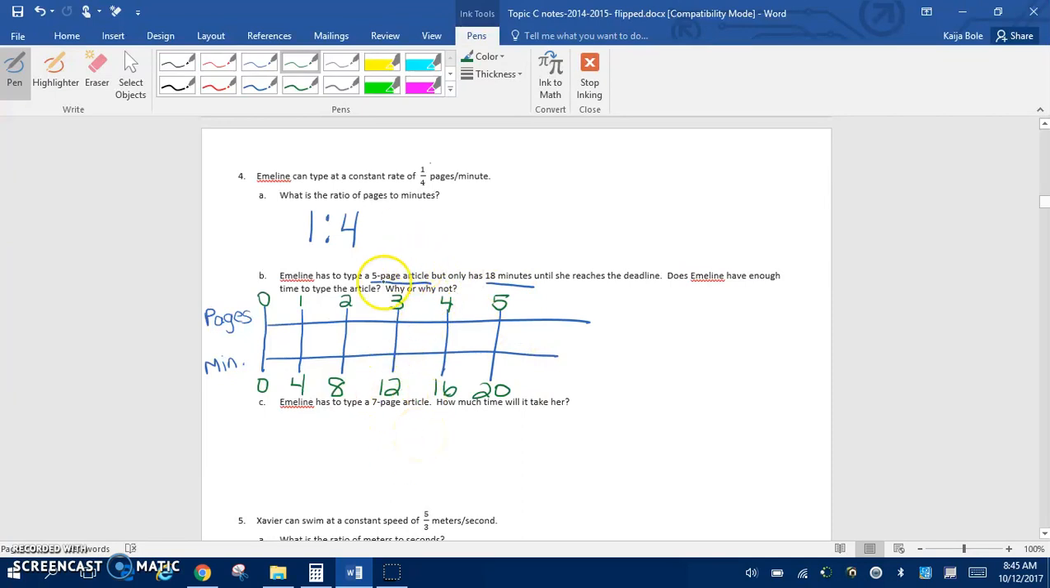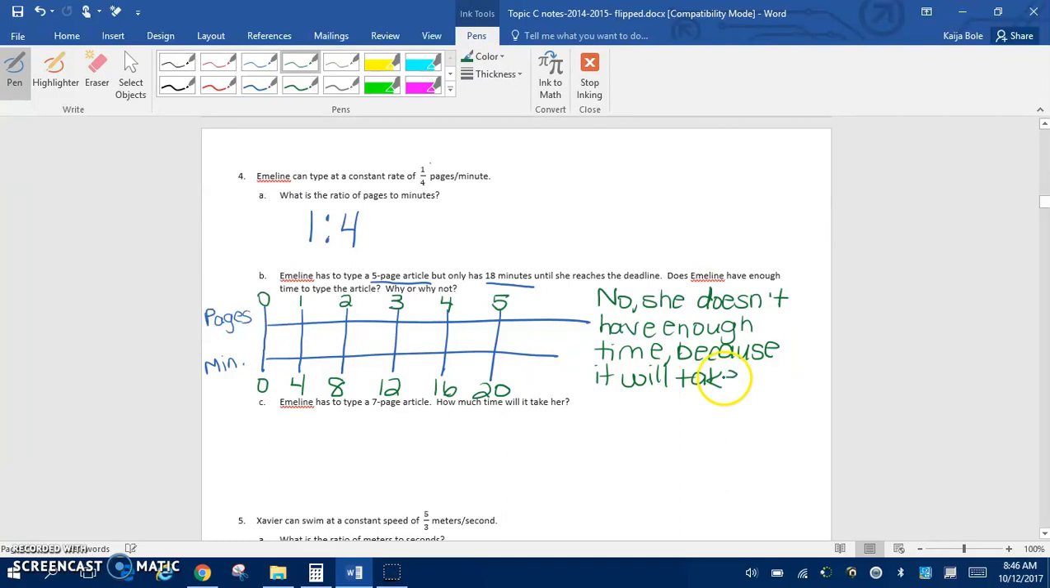So it says that she has to type a 5-page article, so we're going to go to 5 pages, but she only has 18 minutes. And by looking at our double number line, it's going to take her 20 minutes to type 5 pages. So our answer will be no, she doesn't have enough time, because it will take her 20 minutes.